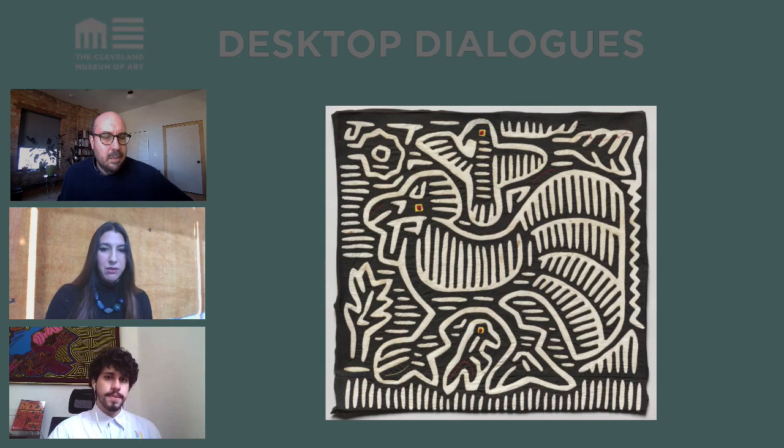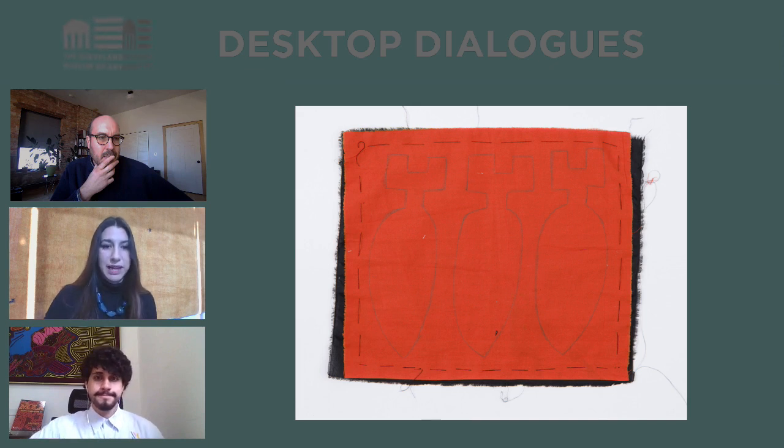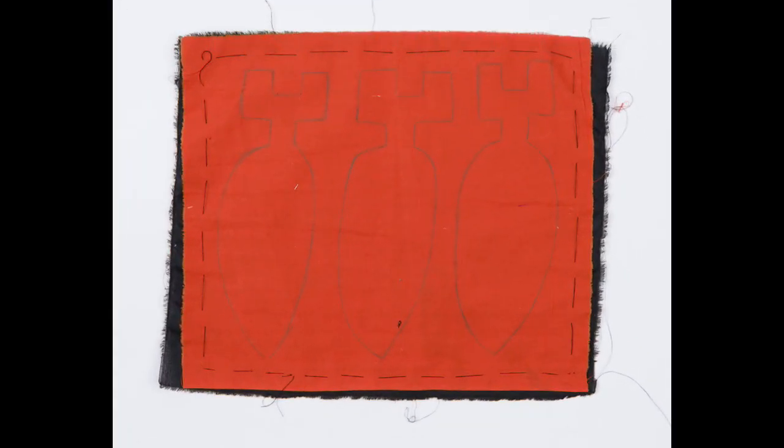We can talk a little bit about the process of making a mola as well, to better understand the process of reverse appliqué. In this first image, you see the two layers of fabric stitched together, orange over black, and you can see, very faintly, the artist has drawn in pencil the outlines of three main shapes that are going to be the principal design of the mola. Very difficult to see, but it's just a guiding line.